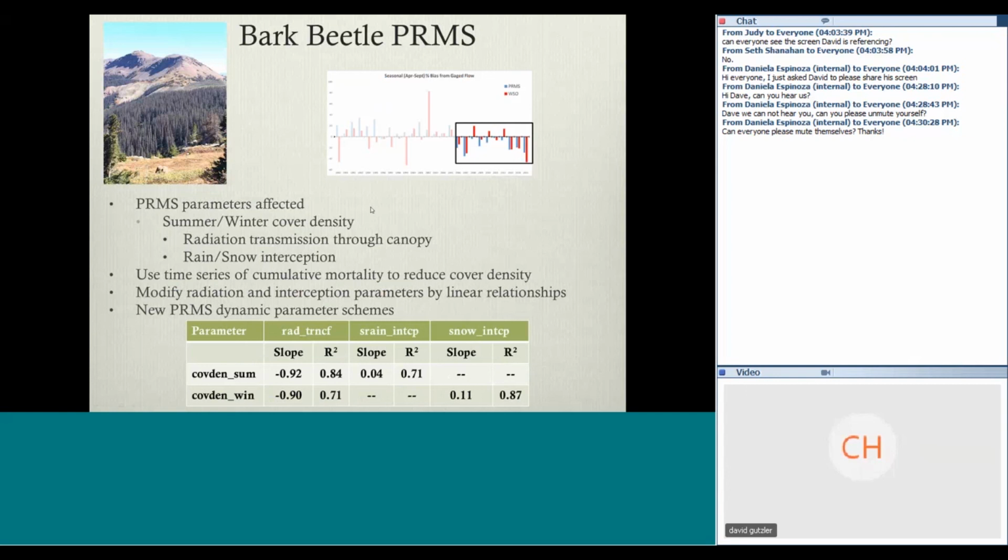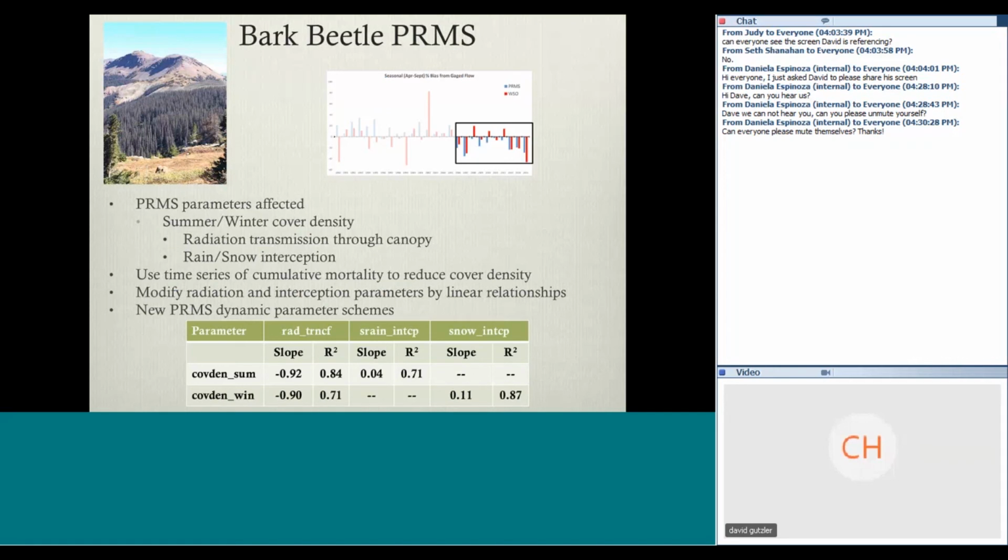And so to incorporate bark beetle into PRMS, we manipulated the vegetation parameters, specifically the summer and winter cover density, and then those in turn impact the radiation transmission to the canopy and the snow and rain interception parameters within PRMS. And so we used the cumulative mortality time series from the Forest Service that David showed earlier in the presentation to modify the cover density within each HRU, and then used that modified cover density to calculate a new radiation and intercept parameter for PRMS by each HRU. And some of the new features of PRMS include a dynamic parameter scheme which allows you to change these through time without having to stop and restart your modeling scheme.